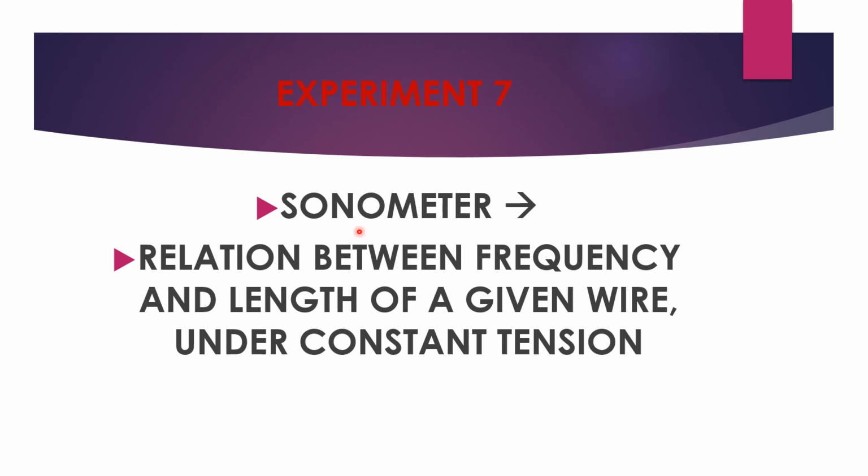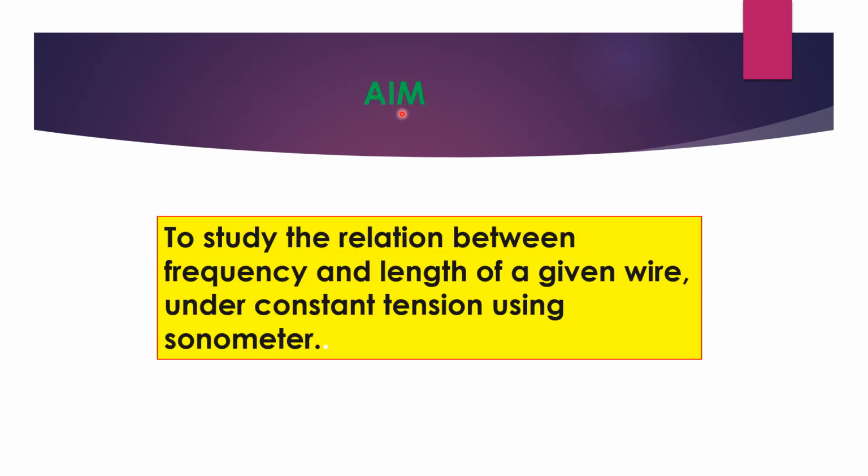Experiment number 7, Sonometer. We are going to study the relation between frequency and length of a given wire under constant tension. Aim of the experiment: to study the relation between frequency and length of a given wire under constant tension using a sonometer.